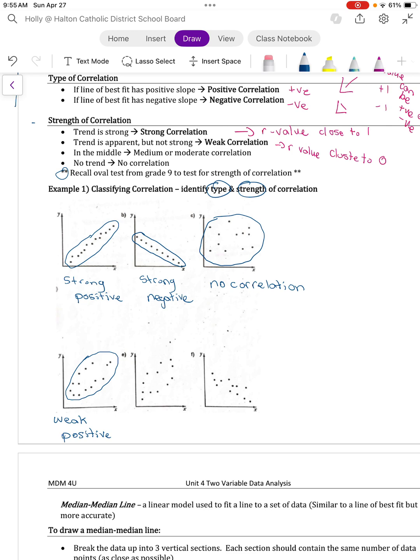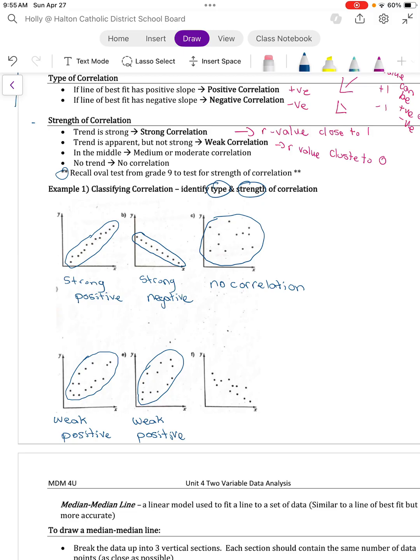If you looked at the last one we did with no correlation, you can't really tell if the data is going upwards in a positive fashion or downwards in a negative fashion. This one here again, it looks just like the one we just did before. So I still say it's weak and it's going upwards, positive.